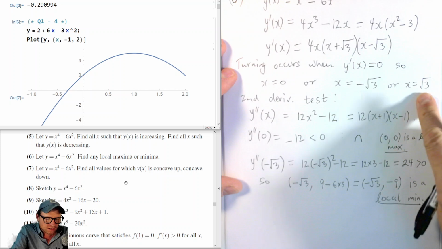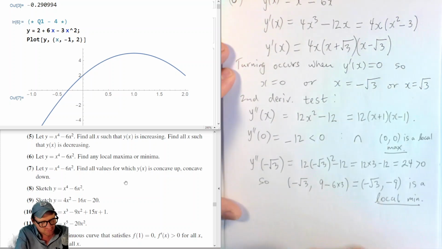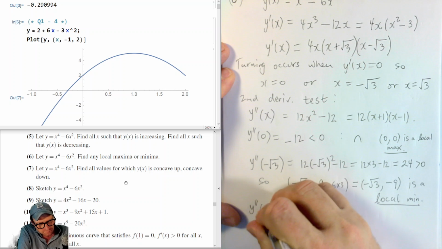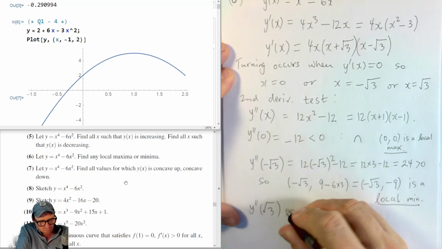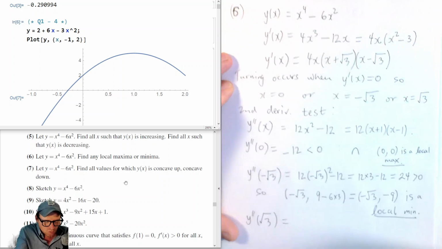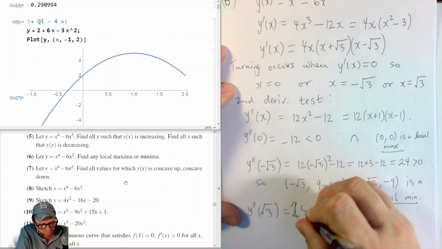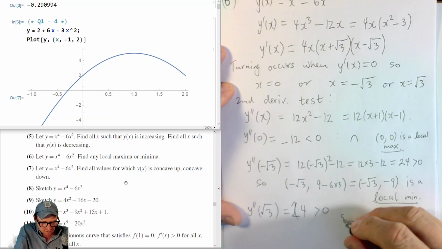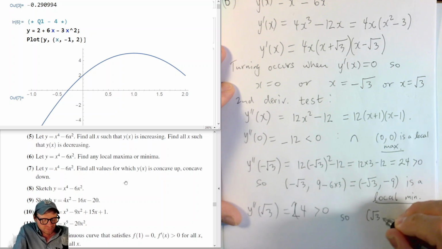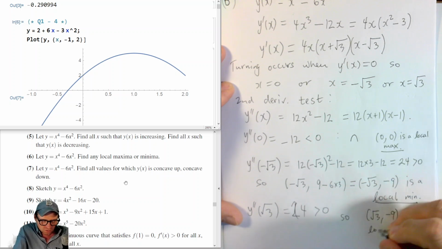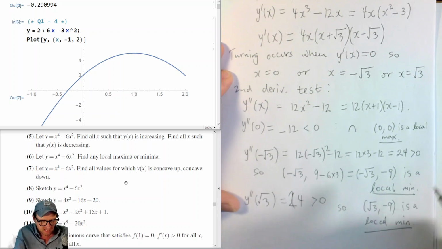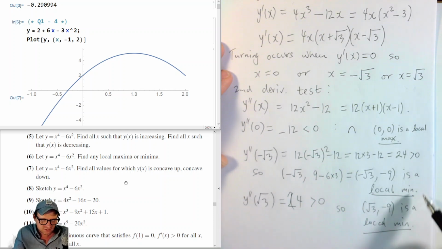Now, on the other side, when x is plus root 3, well, the calculations are the same because these get squared, right? And so we have, what do we have? We have 24 again. And that's positive. So (root 3, minus 9) is a local minima. Okay, so we have a local max and 2 local minima.